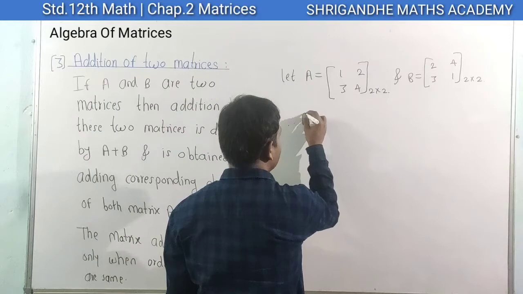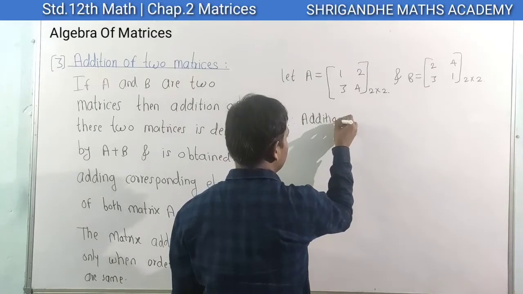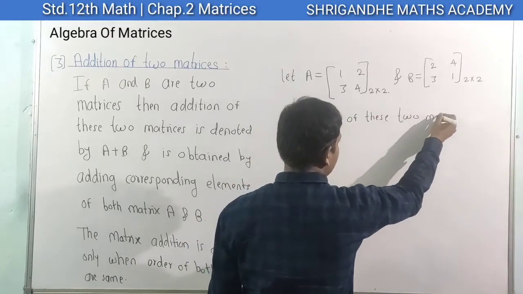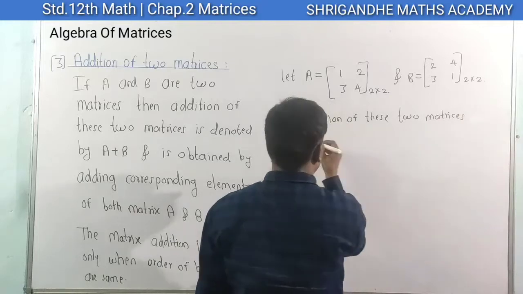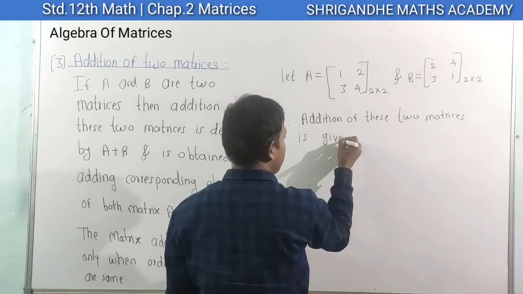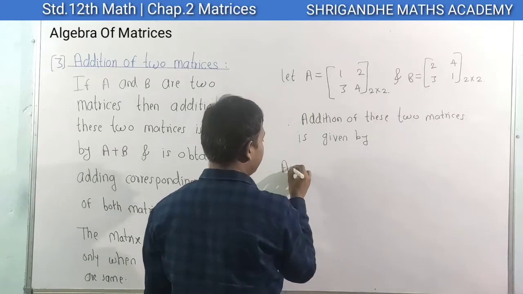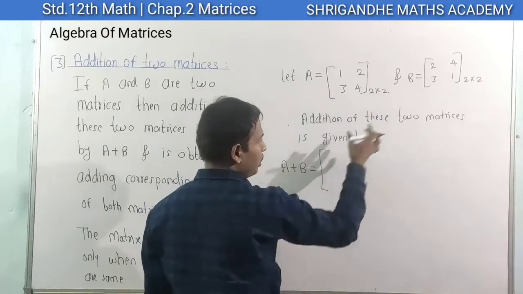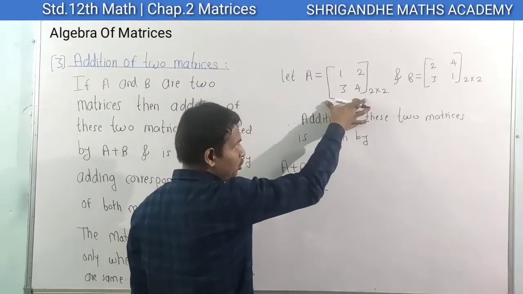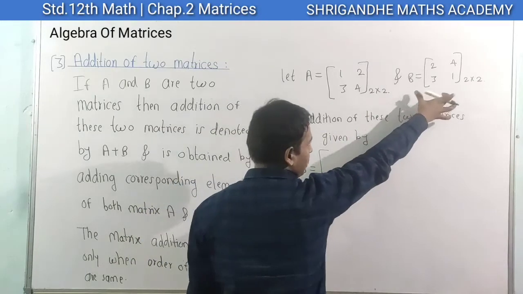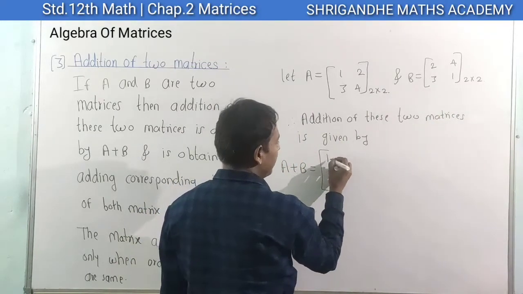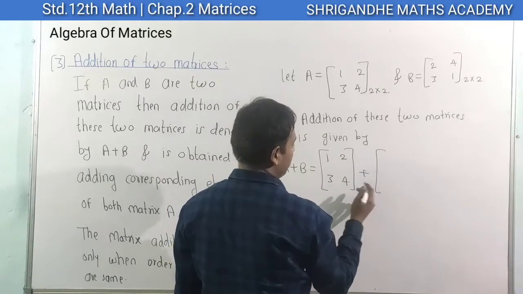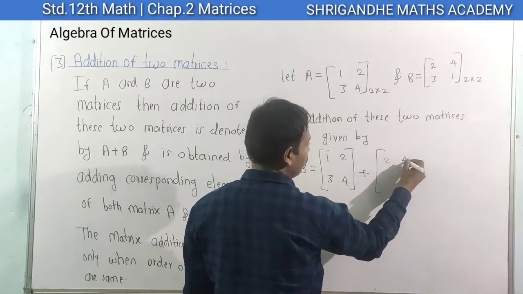Therefore addition of these two matrices is given by A plus B is equal to, now what is matrix A equal to this matrix and B equal to this matrix. Therefore in place of A we put this matrix and in place of B we put this matrix. Therefore A plus B equal to entries 1 2 3 4 plus matrix B, 2 4 3 1.